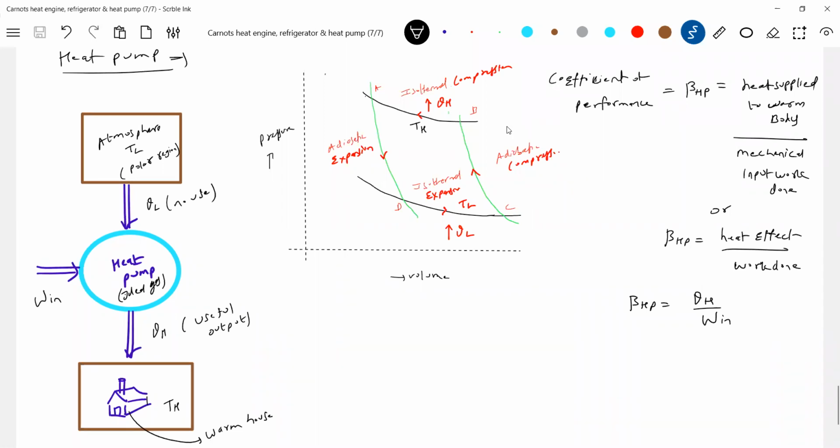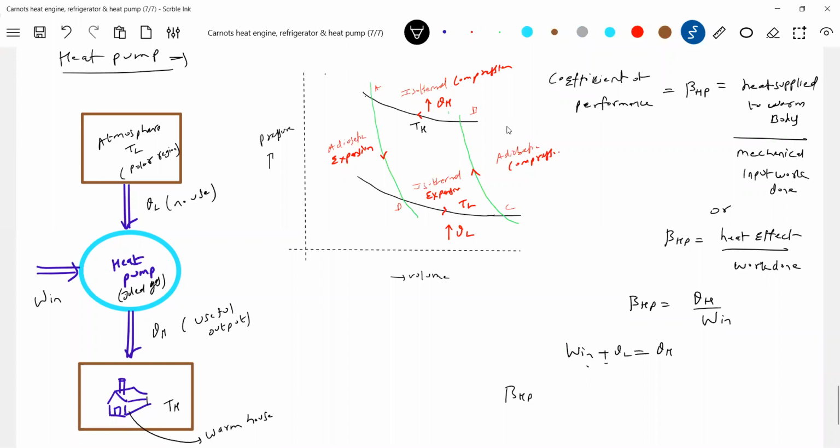Okay, then can we write any energy equation? W in plus QL is equal to QH. It means the mechanical work done to run the heat pump plus the heat extracted from the cold surrounding atmosphere must be equal to the heat given to the warm house. The energy equation from the arrows is what I'm writing. Okay, let me replace that W in.